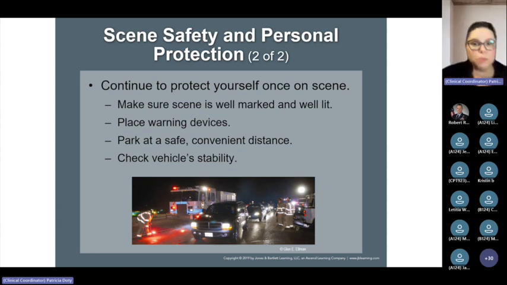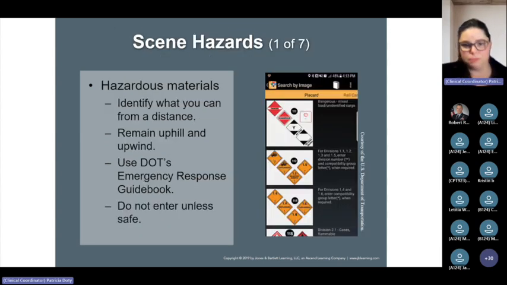Remember, when you're going to park, and this isn't part of this, but part of your book, when you drive to a scene, you want to park your vehicle in such a way that if another vehicle comes and hits your vehicle, it ricochets off instead of hitting the scene itself. Firefighters have that really grilled into their heads. And check for vehicle stability. You don't want to go crawling into a vehicle that might turn over or might fall into a ravine or whatever the case may be.